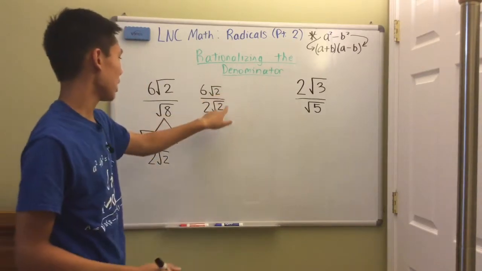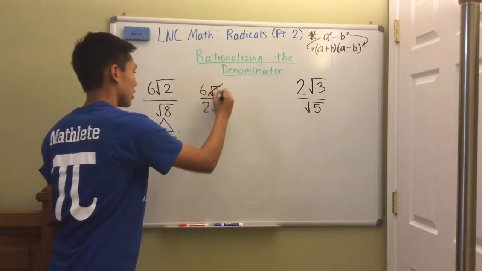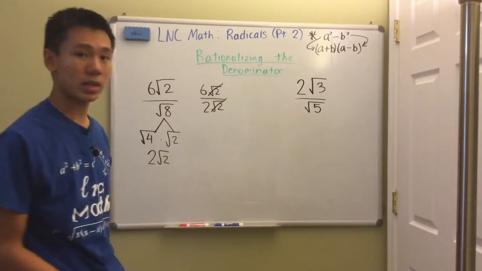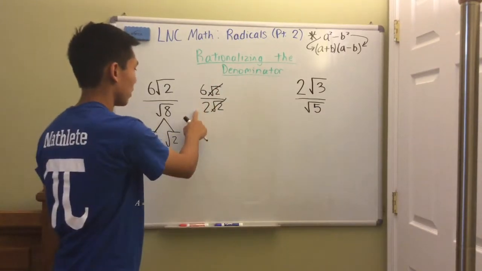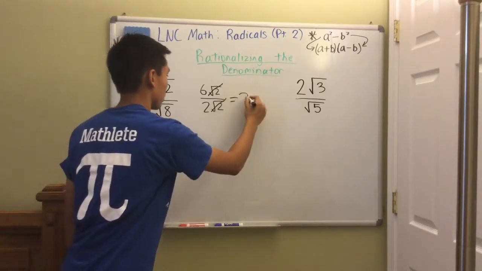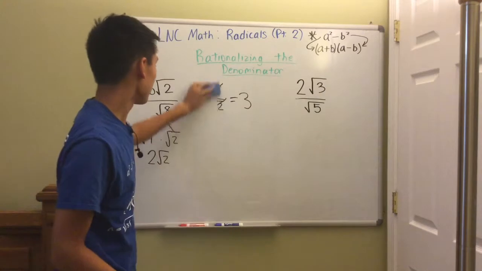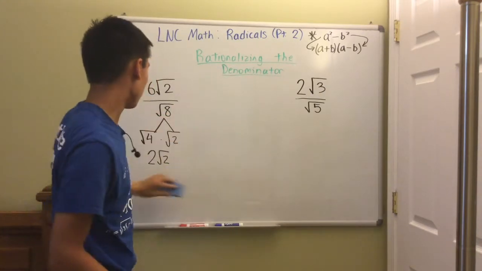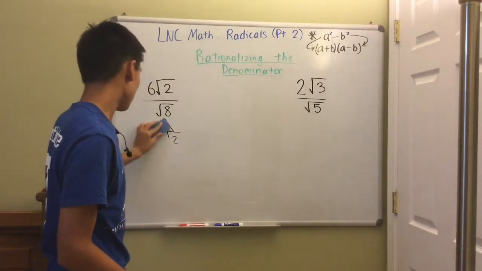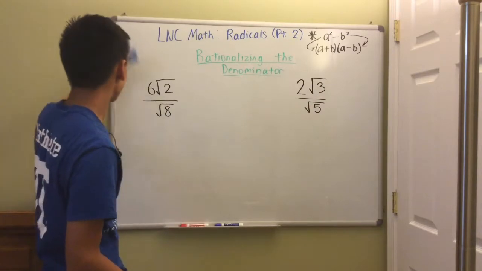Since these are the same thing and we're multiplying, these would cancel out. 2 root 2's would cancel out. And we're left with 6 divided by 2, which would be equal to 3. So that's one way. And the other way is we would get rid of the radical in the denominator first.